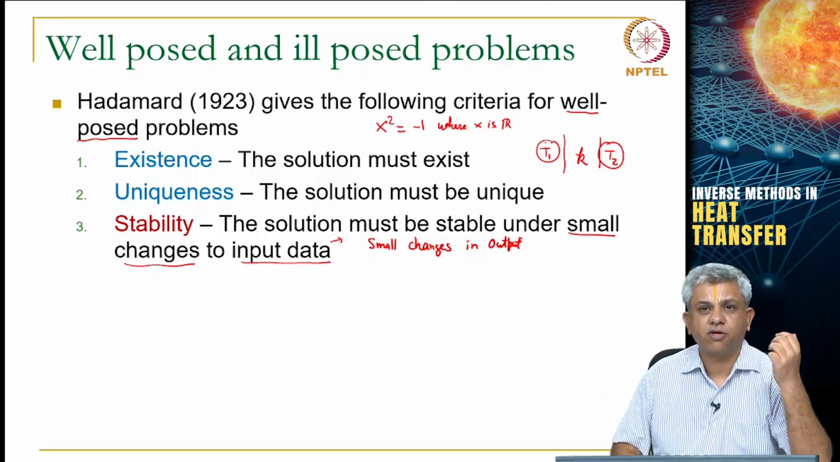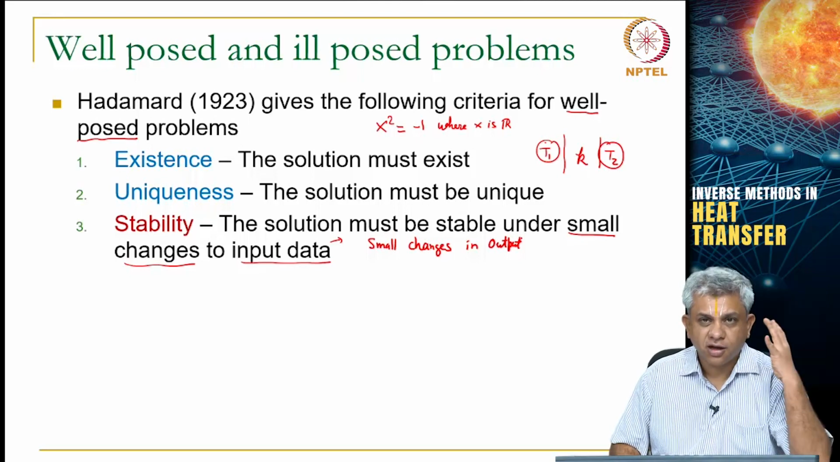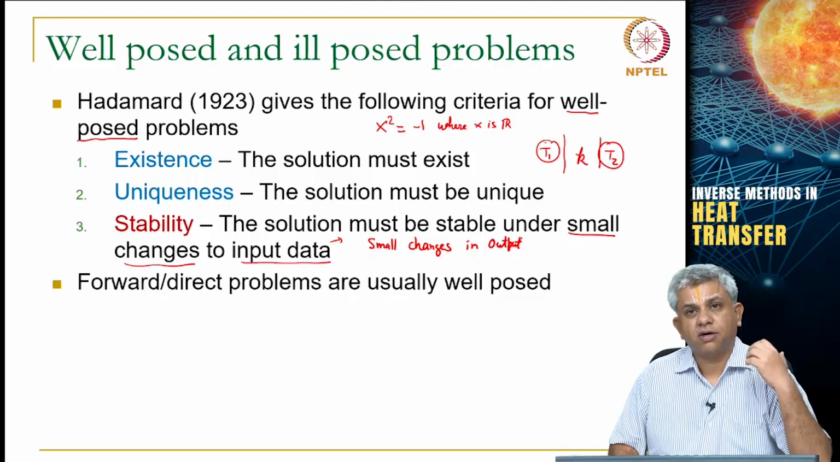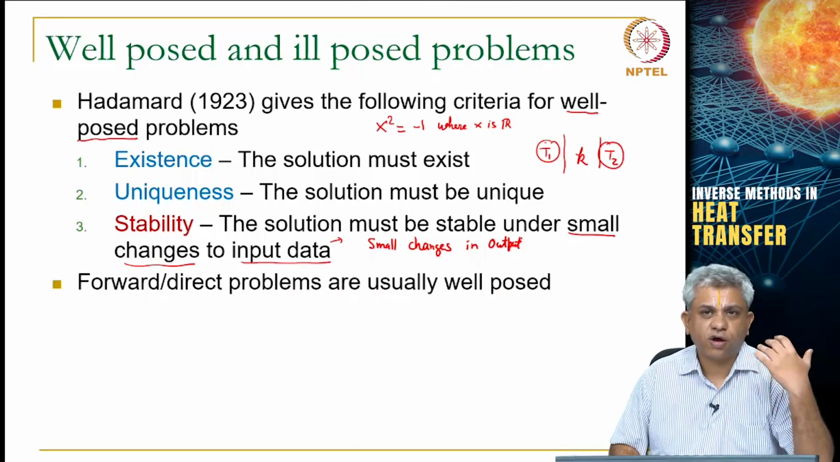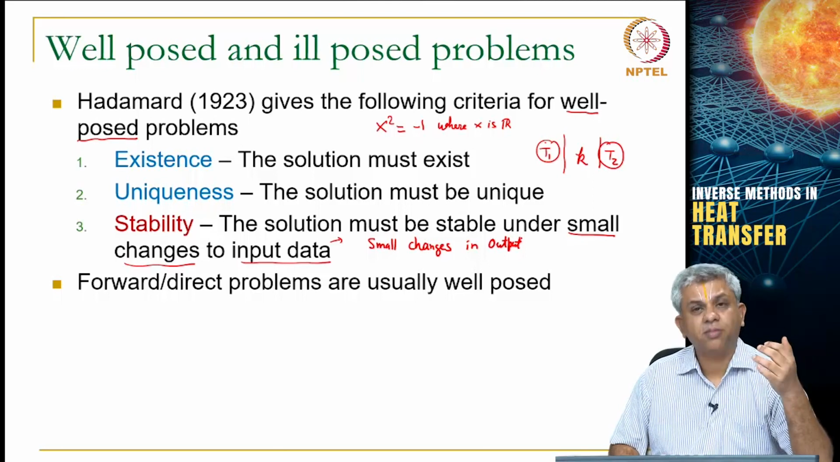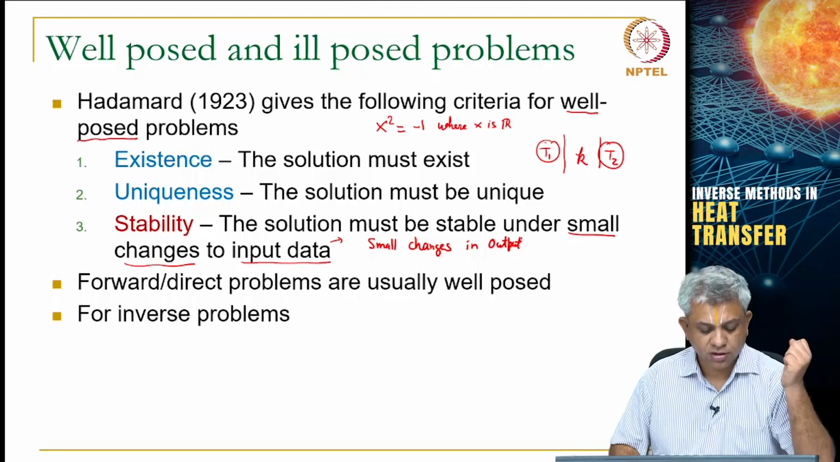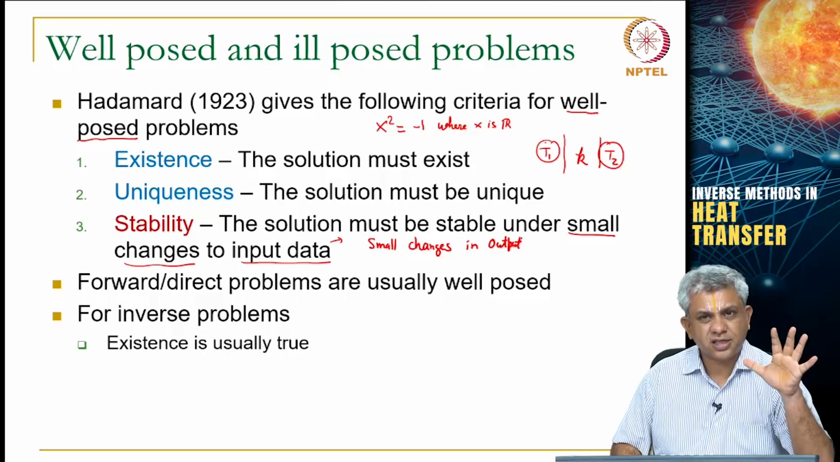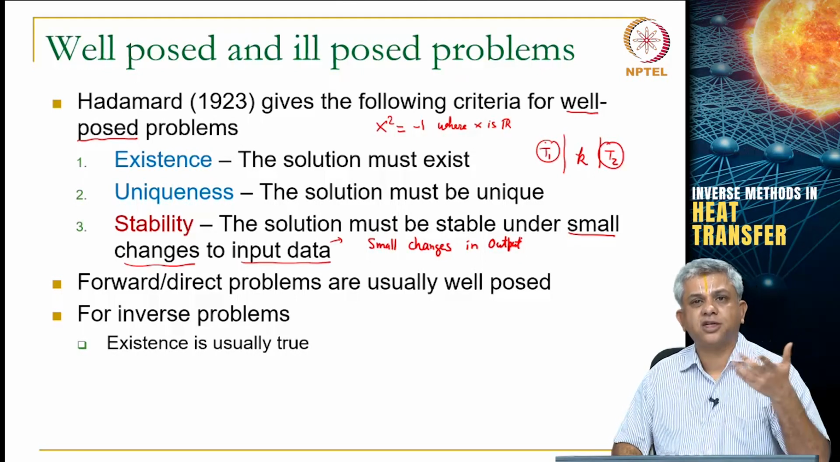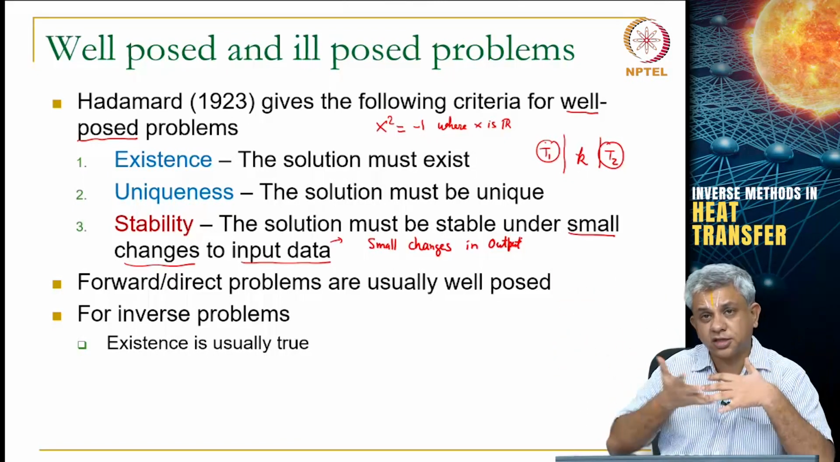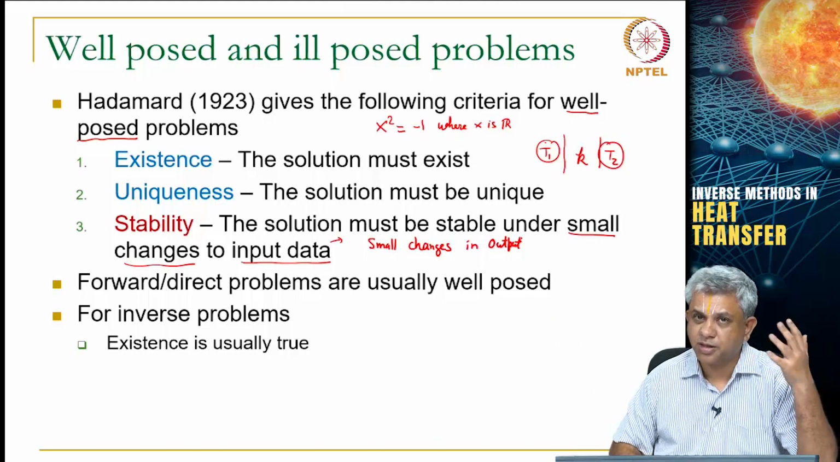There are more technical requirements here, but I will not get into those. This is just to give you a little more detail about why we call inverse problems ill-posed. When we look at a forward or direct problem, these are typically well-posed problems. For inverse problems, existence usually is true. I mean, there is a temperature profile. If I give you some thermocouple measurements and ask you what the temperature profile is, you know that something does exist there.